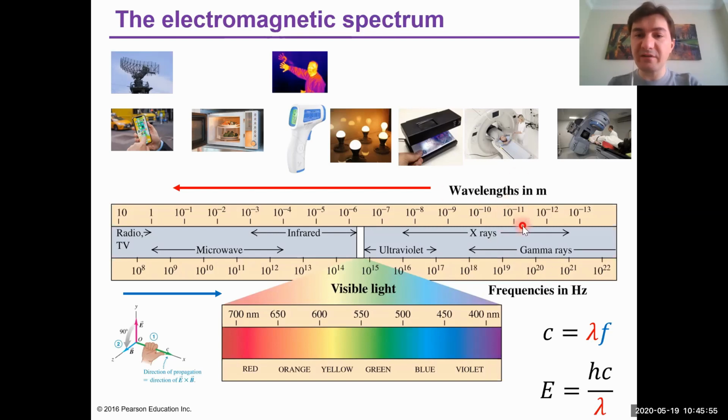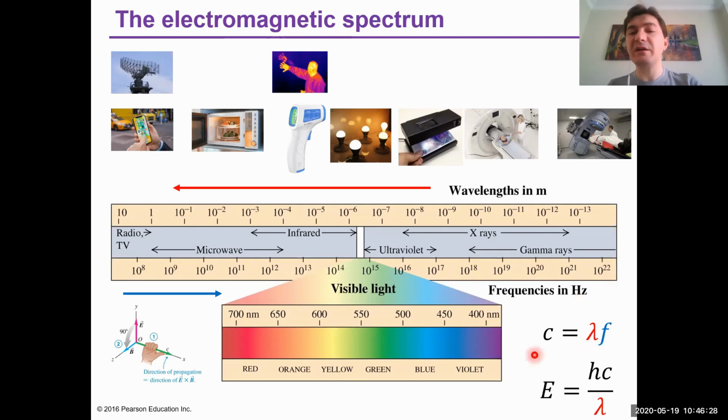Opposite to the wavelength, frequency is increasing from radio waves to the gamma rays. What do you see here? That for the radio waves, we have frequency 10 to 8 hertz. And if you go to UV, the frequency increases up to 10 to 16, 10 to 17 hertz. And for the gamma rays, we have 10 to 22 hertz of frequency.